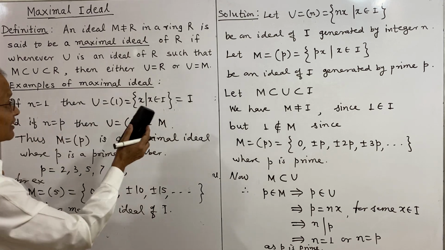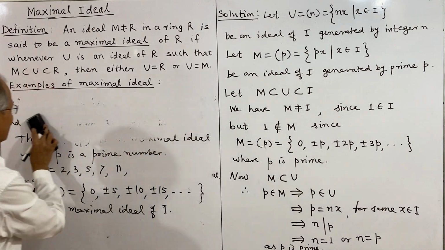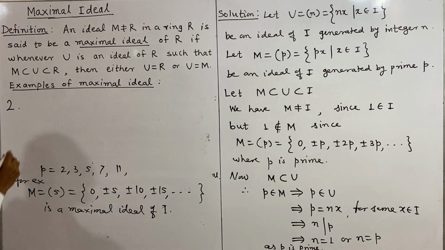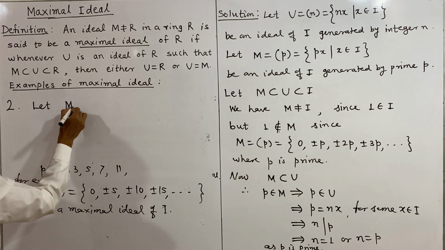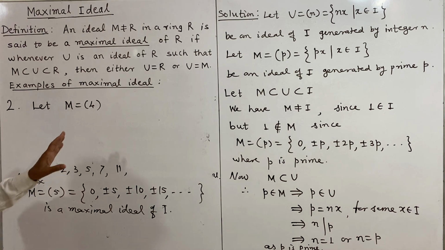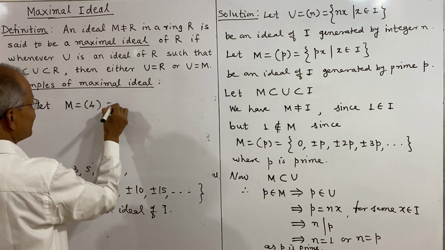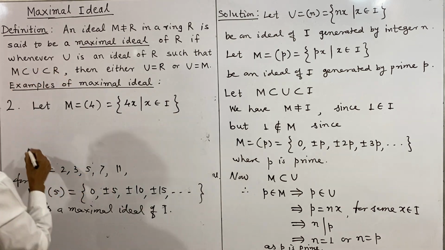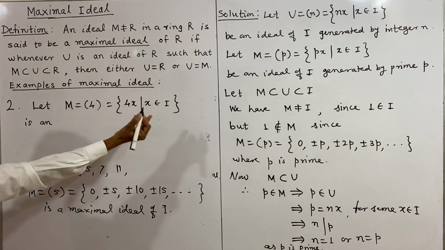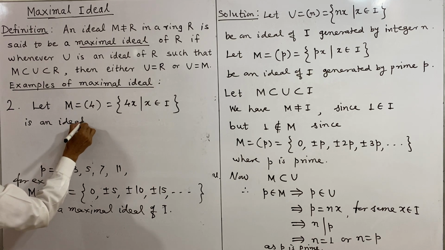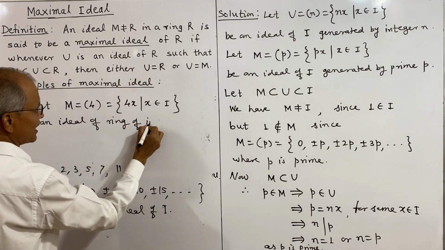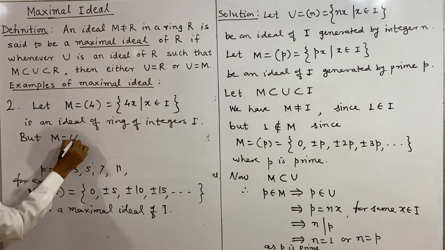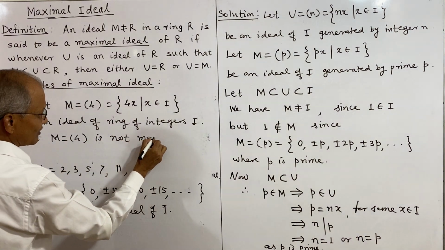Now we shall consider another example, an ideal which is not a maximal ideal. Let M be generated by 4. We know 4 is not a prime number. M is 4x, such that x belongs to I, an ideal of the ring of integers I. But this M generated by 4 is not a maximal ideal.